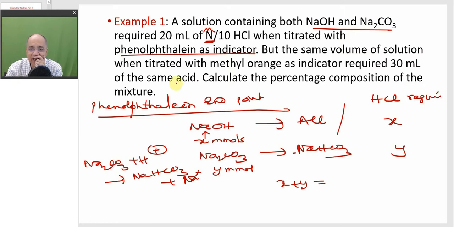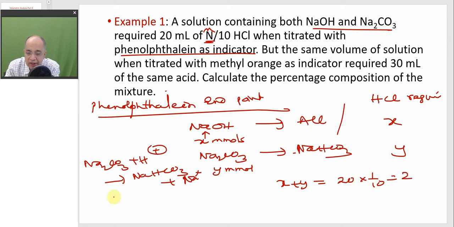It is going away, so convert it into molarity. For HCl there is no problem. So 20 into 1 by 10 is 2. So X plus Y is equal to 2. 20 ml of N by 10 HCl is required for the phenolphthalein endpoint.